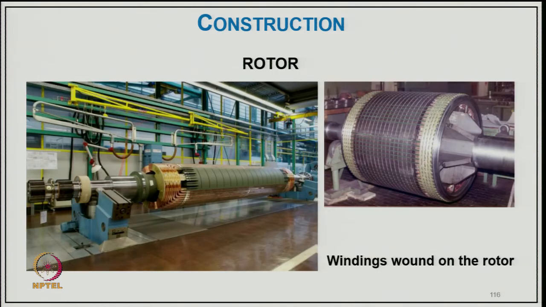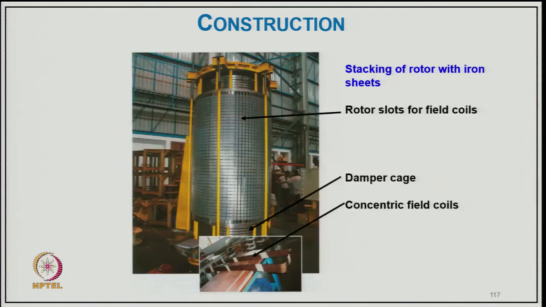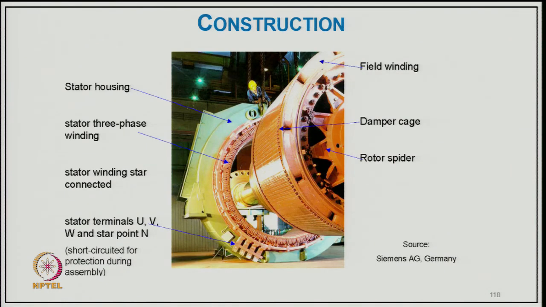And you can see how the rotor looks here, the winding wound on the rotor of a cylindrical synchronous machine used for a turbo generator, and the construction, stacking of the rotor with iron sheets and rotor slots for the field winding, and damper cage here, with concentrated field coil. And then you can just see in the assembled rotor the field winding, then the damper winding, damper cage and rotor spider.